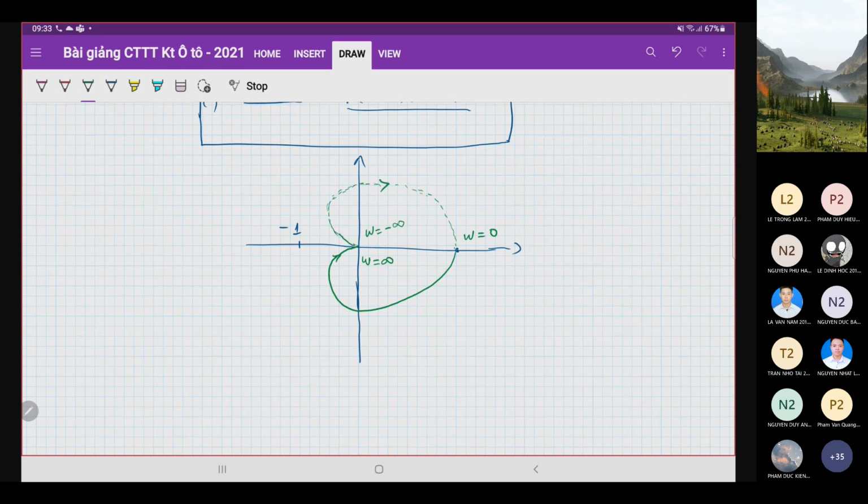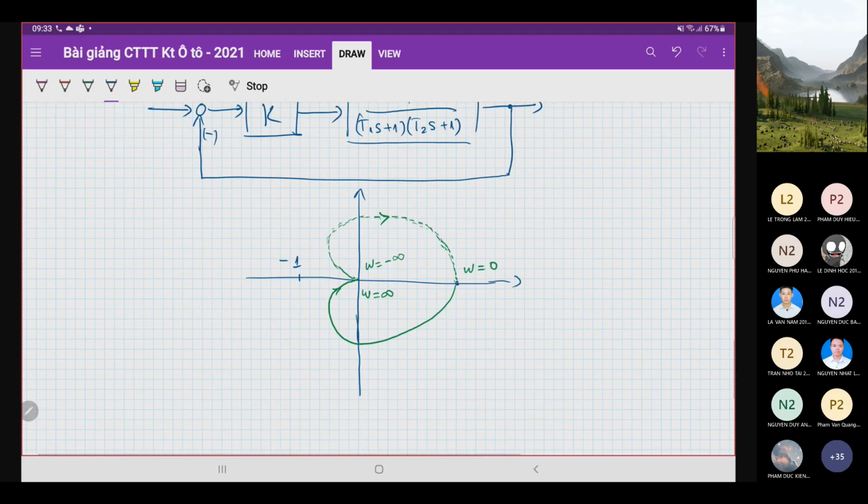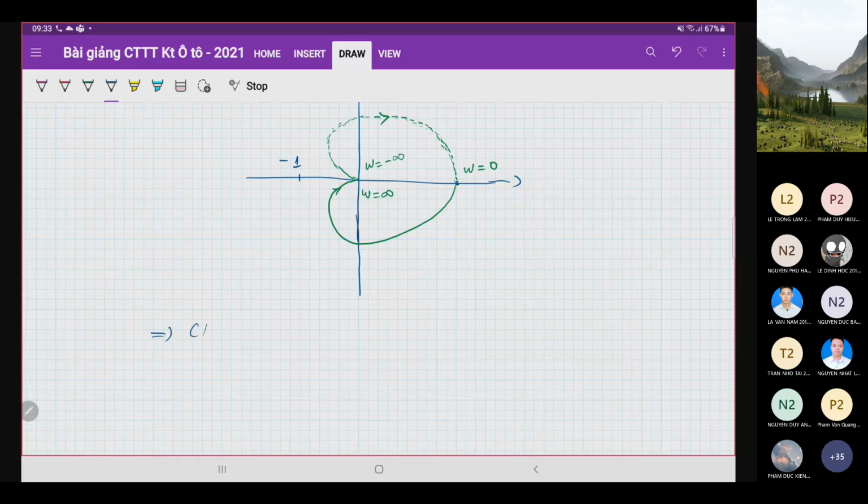Okay, we can draw the one complete Nyquist diagram like this, and we see that this system does not encircle the point, because the open loop system has no poles on the right half S-plane. Okay, and the Nyquist diagram does not encircle the point minus 1. That means from this Nyquist diagram we can say that the closed loop system is stable.